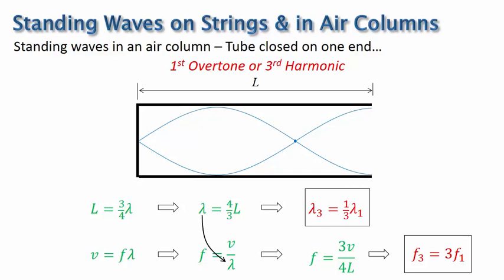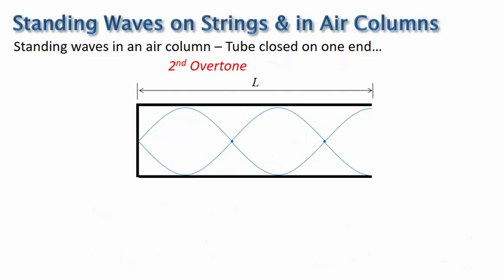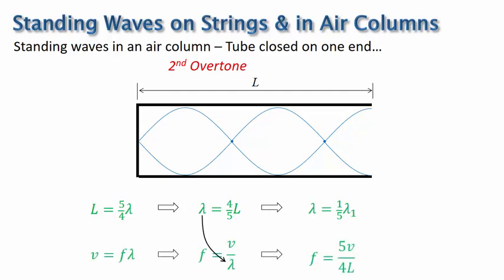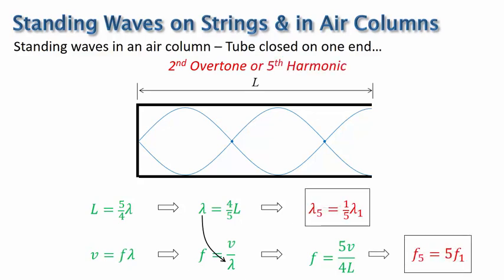And so let's look at the second overtone. Here there are 5/4 of a wavelength in the length of the tube, so a wavelength is equal to 4/5 L, and that is 1/5 of the fundamental wavelength. And the frequency comes out to be 5V over 4L, and that's 5 times the fundamental frequency. So the second overtone is actually the fifth harmonic. And so this pattern continues so that the third overtone is the seventh harmonic, and the next overtone is the ninth harmonic, and so on. What we find then is that for a tube that's closed on one end and open on the other end, only the odd harmonics produce standing waves and are therefore resonant frequencies.